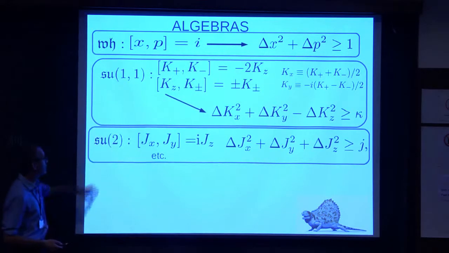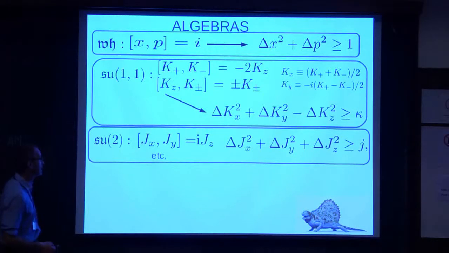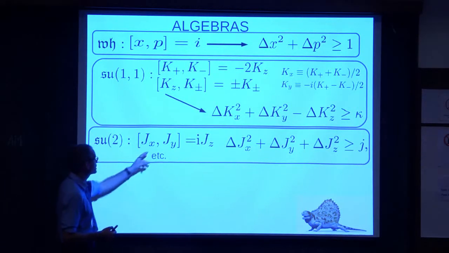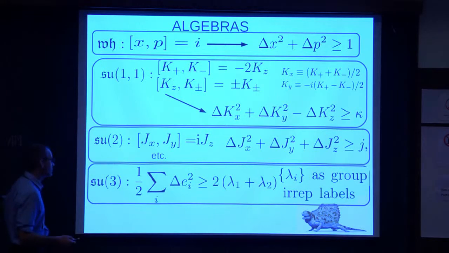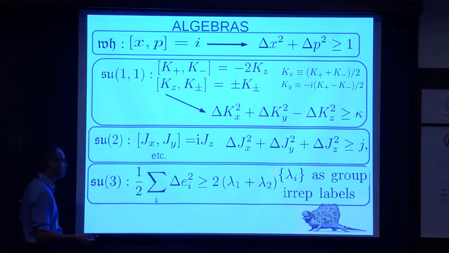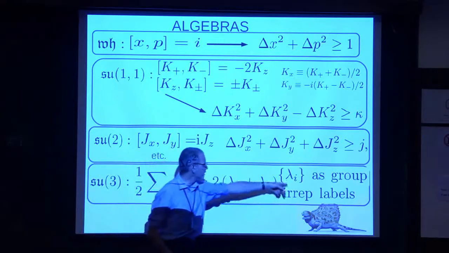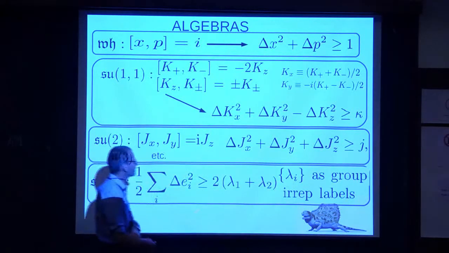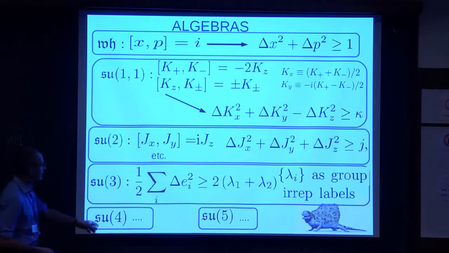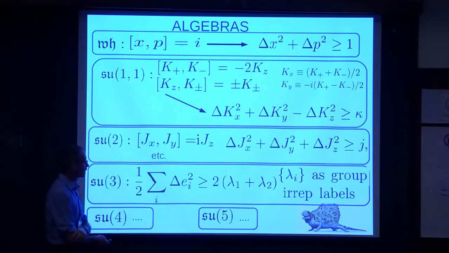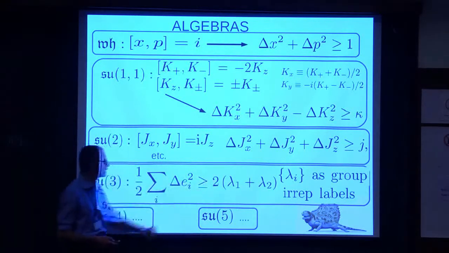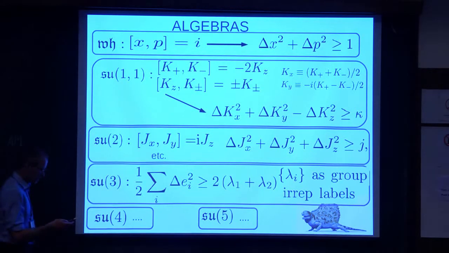And then analogously, we can give an uncertainty relation for the SU(2) case. Okay, the algebra is defined in this way. And the sum of the variances is always greater than J. And the SU(3) case, you get a lower bound which depends on the irreducible representation labels, and so it's a constant. And similarly for SU(4), SU(5), I didn't put it here. You can find the expression in the paper. It's a little bit more complicated, not much more complicated than this, but it's similar to the SU(3) case.